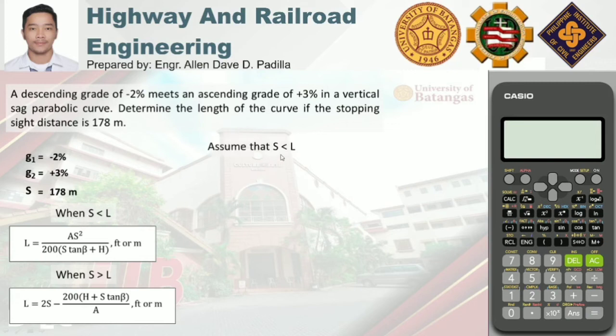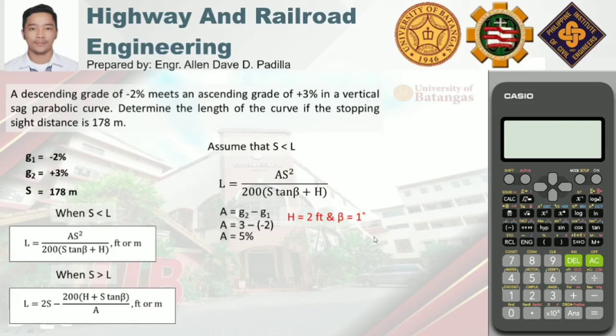Again, in-assume ko na S is less than L. So ang gagamitin nating formula ay ito, yung una. So we have AS squared divided by 200 multiplied by S tangent beta plus H. So A is equal to G2 minus G1. A is equal to 3 minus negative 2. So yung change in grade natin is 5%. Since hindi nagbigay ng other standards or other values para sa H at sa beta, gagamitin natin yung standard value. So, H is equal to 2 feet and beta equal to 1 degree.